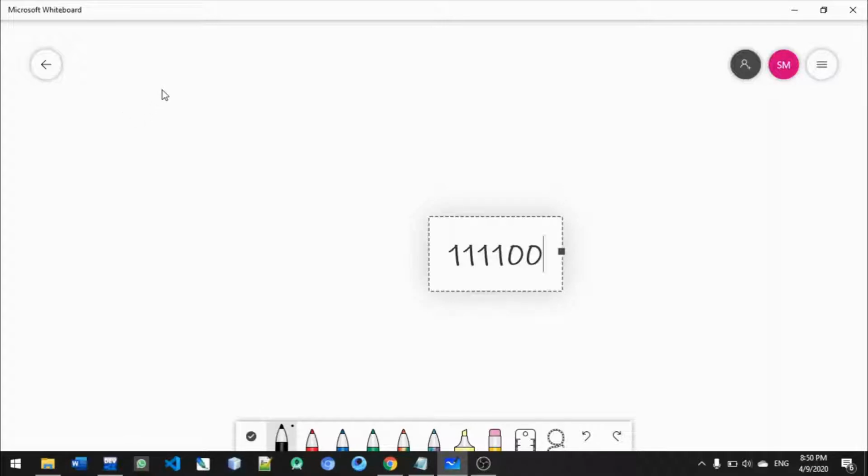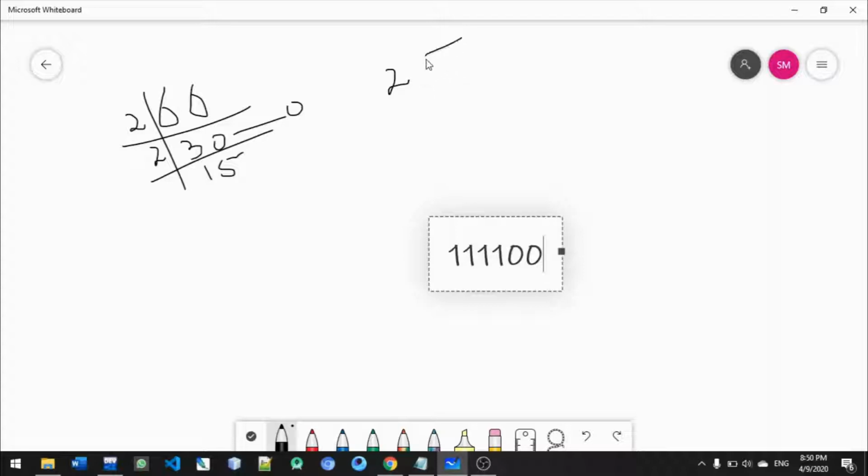So see this, 60 divided by 2. 2 3s are 6, so 3 and 0. What is the remainder? The remainder is 0 over there. Now again, 2 1s are 2 and 2 5s are 10. 30 becomes 15. 2 1s are 2, so what remains is 1 and 0. 2 5s are 10. So what is the remainder? The remainder is 0 again.